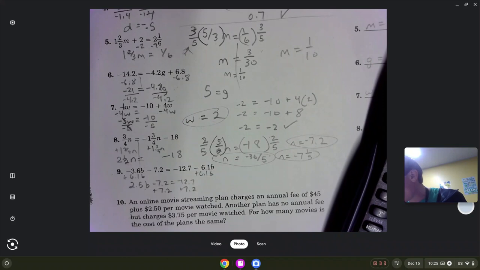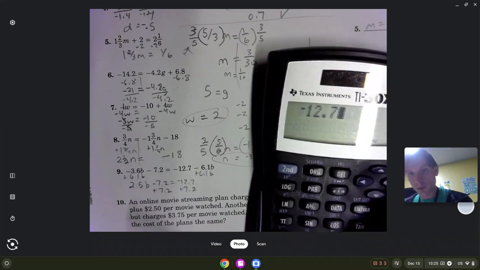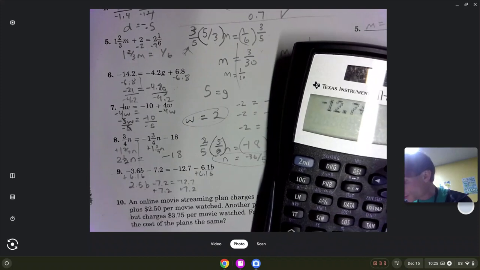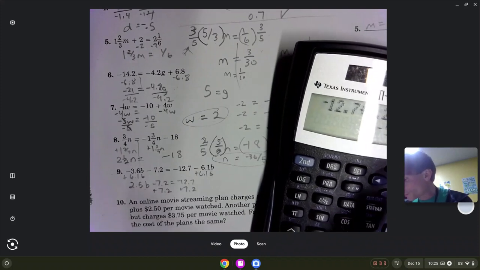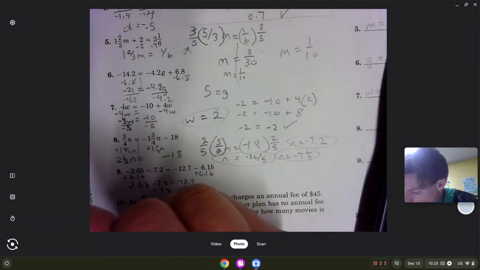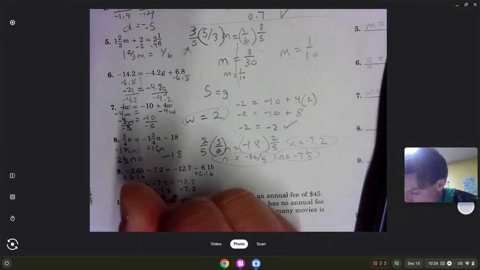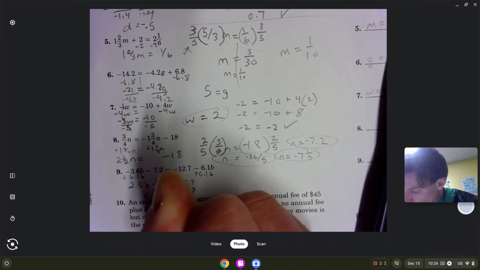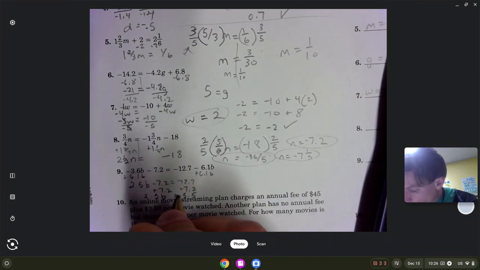So we got -12.7 plus 7.2. It's really going to be, I'll do it correctly, -12.7 plus 7.2, and we get -5.5. So we have 2.5b equals -5.5, and as we saw before, that is negative.